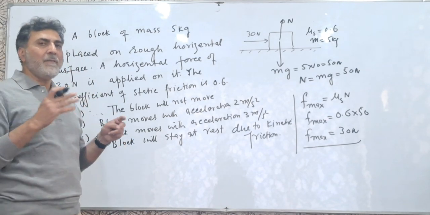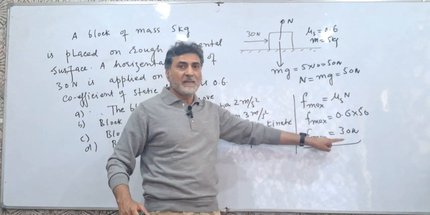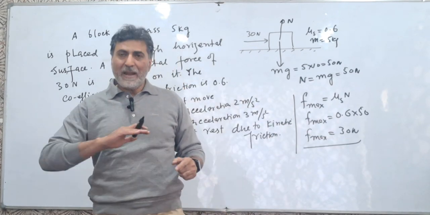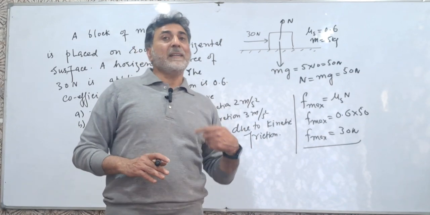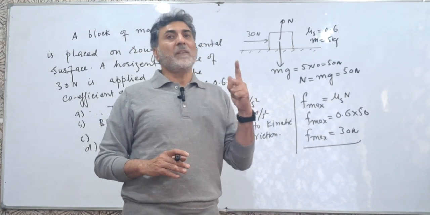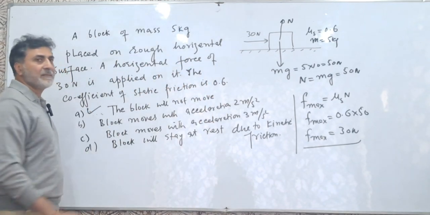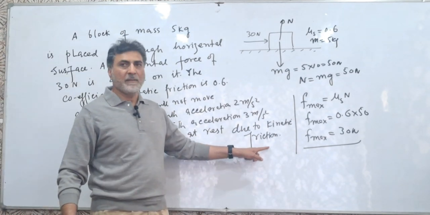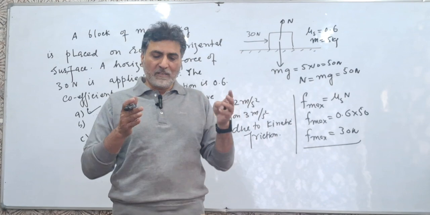Why? Because the body will only move if the applied force exceeds the maximum frictional force. The concept is, if the applied force is greater than the maximum frictional force, only then the body will begin to move. So the first is the answer. The third option says the block will stay at rest due to kinetic friction. There is no question of kinetic friction because the body is not in motion. So the body is still at rest.